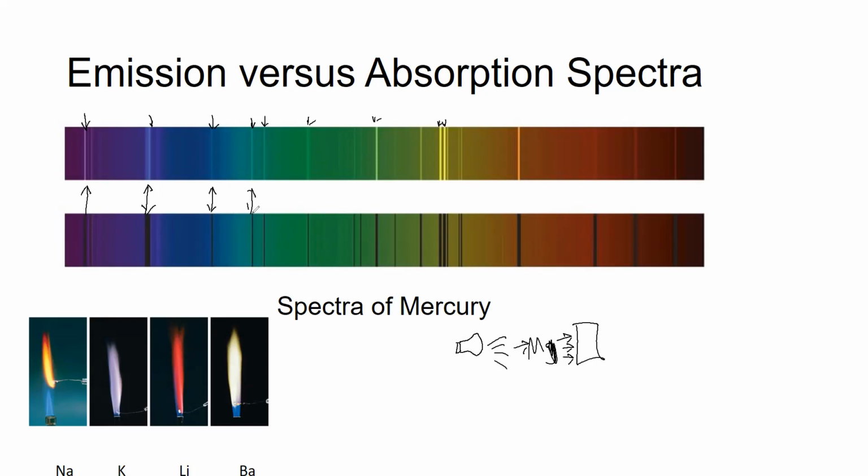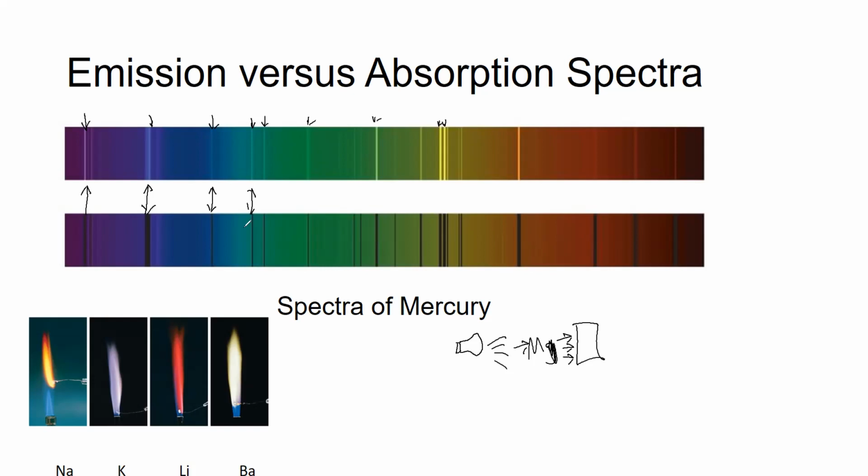So what that is saying is that an element will emit certain wavelengths of light, and they will absorb those same wavelengths of light. That's what those plots are showing.